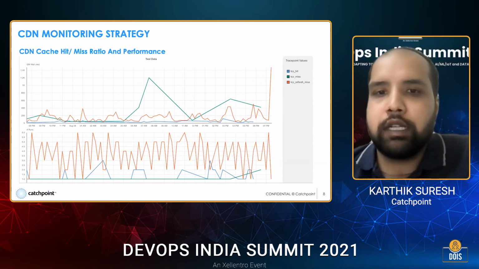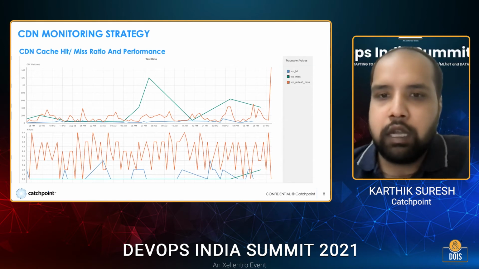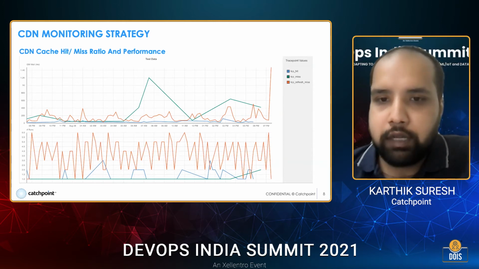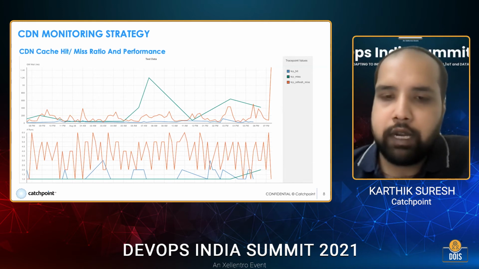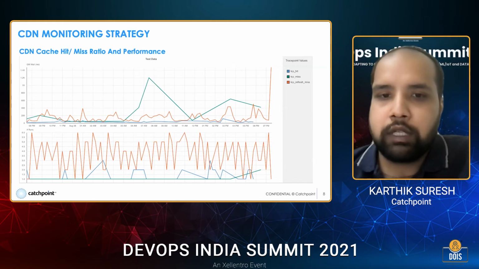So monitoring the CDN cache hit versus miss allows us to validate if the CDN is serving content from its cache, and also measure the performance when a request is served from cache against revalidated from the origin. In this example, you can see that you can monitor the performance and cache hit ratio in real time. We see that the content was mostly revalidated from the origin, and whenever there was a complete miss, you can see that it took a longer time to receive the response.